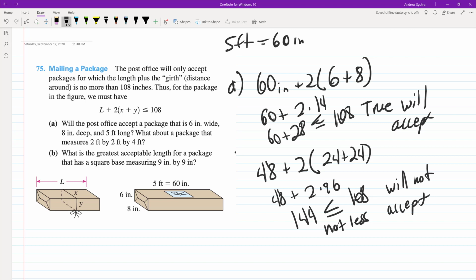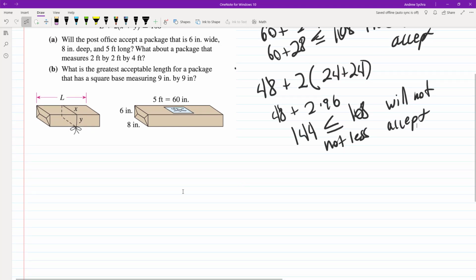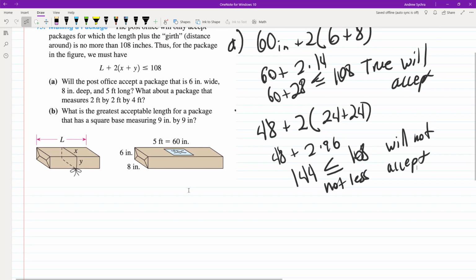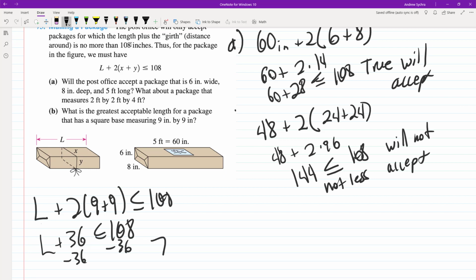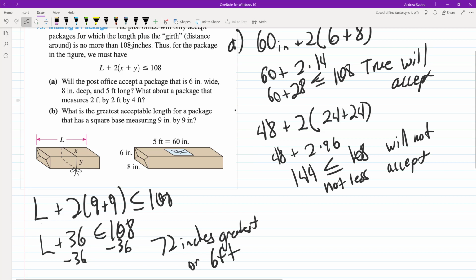Okay, so part B, what is the greatest length for a package that has a square base of 9 by 9? So for that second part, what we're going to do here is we figure L plus 2 times 9 plus 9, and then we just subtract from 108. So that's 18 times 2, which is going to be equal to 36. So 72 inches greatest, or 6 feet. 72 divided by 12 is 6. Okay, so next problem.